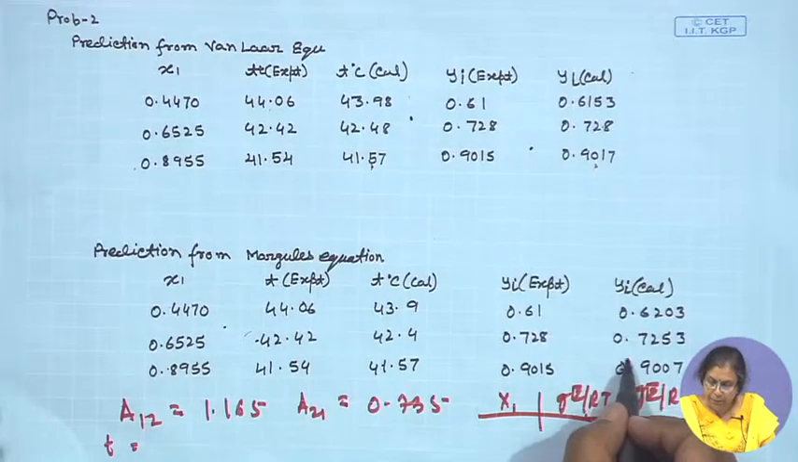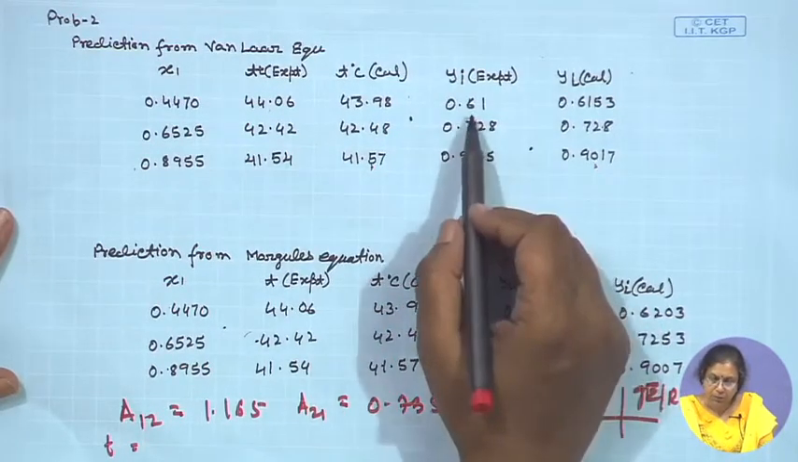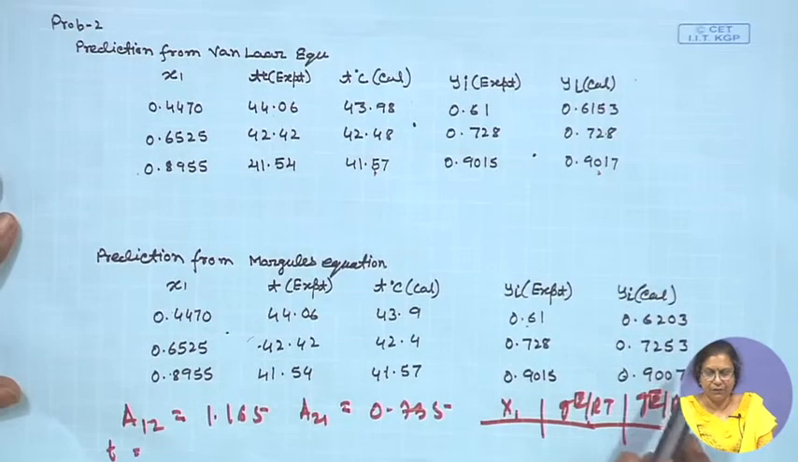Now, when we compare the experimental versus the calculated values for both the Van Laar and the Modulus equation in both the problems that we have dealt with, we find that the Van Laar equation appears to be much more accurate in these particular cases. Well, so what do we do? We have been discussing the reduction of isothermal and isobaric data from some fragmentary experimental data.